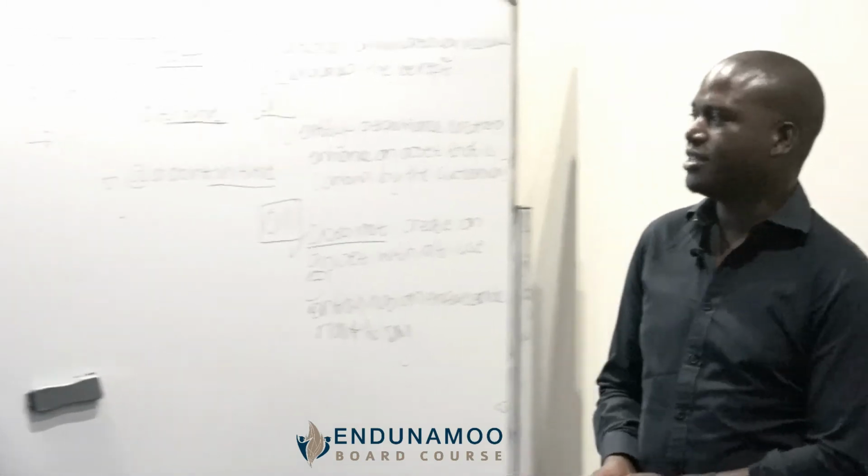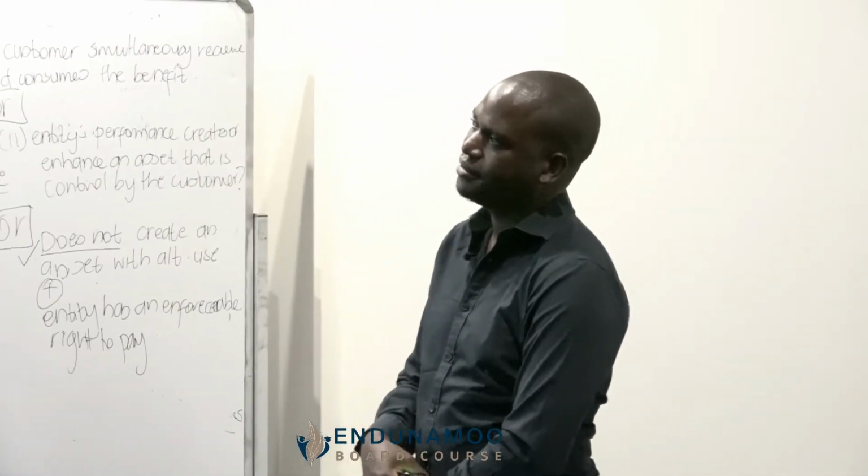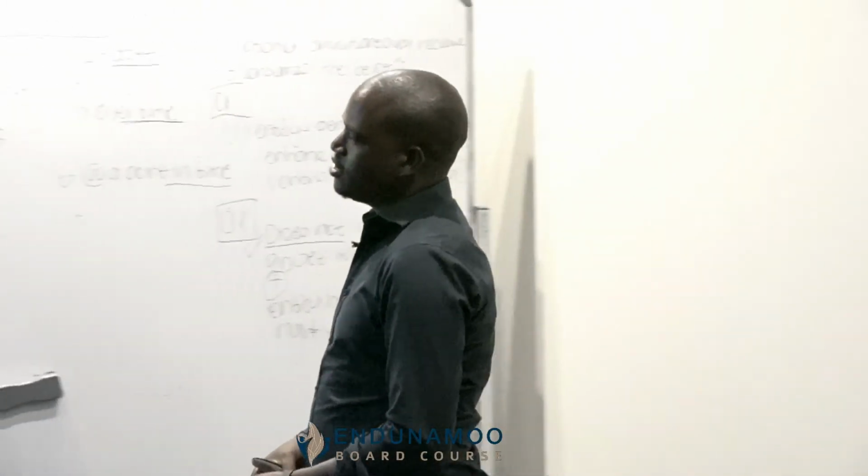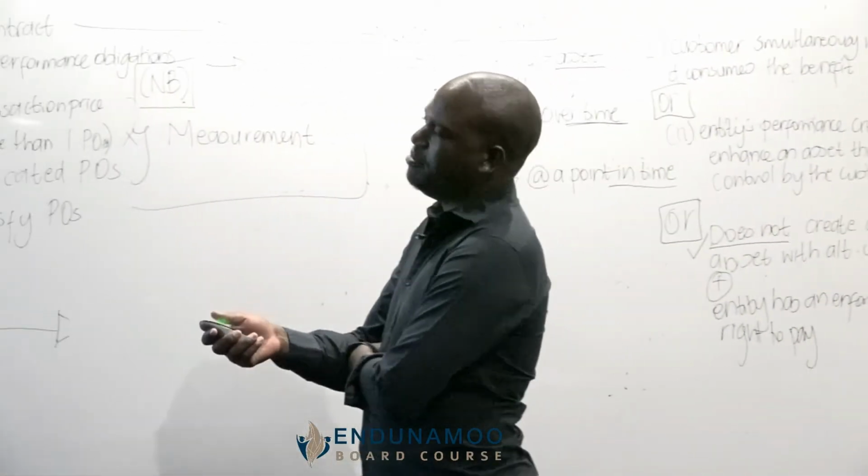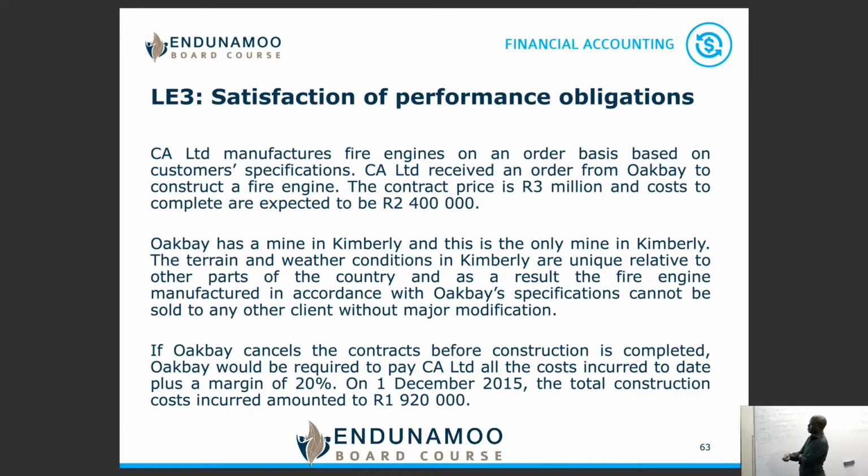So let's do this example, then we'll take a short break. So we've got CA Limited, which manufactures fire engine on an order basis, based on customer specifications. CA Limited received an order from Oak Bay to construct what? A fire engine. The contract price is 3 million and the cost to complete are estimated to be what? 2.4 million, right?